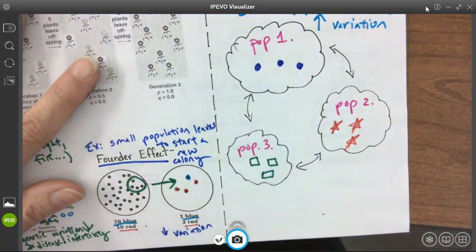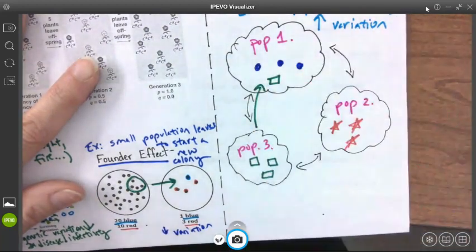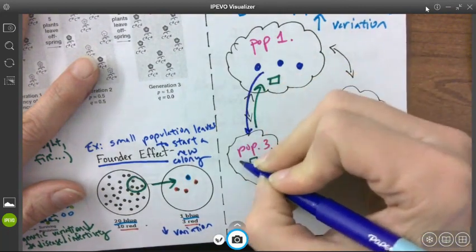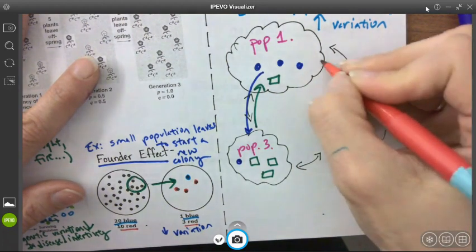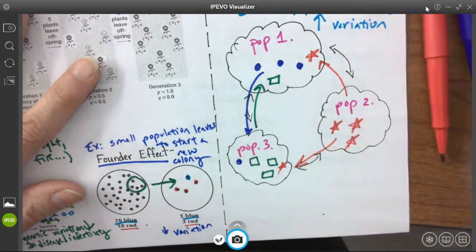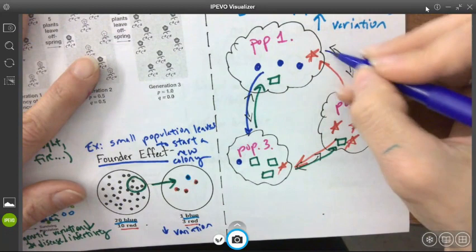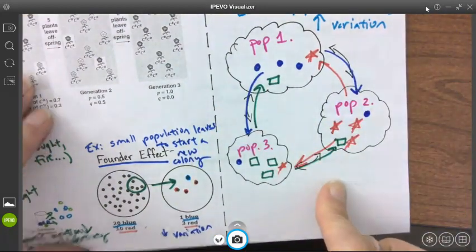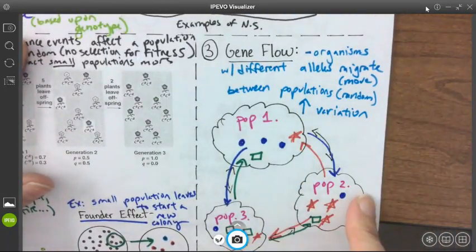Well, if an organism from population 3 moves to population 1, you've increased the diversity of population 1. Same thing if an organism from population 1 moves down to population 3, and you can continue to expand the genetic diversity of these populations by allowing organisms to migrate between the populations. You end up with populations that are much more genetically diverse than the original population. Okay, and this is called gene flow.